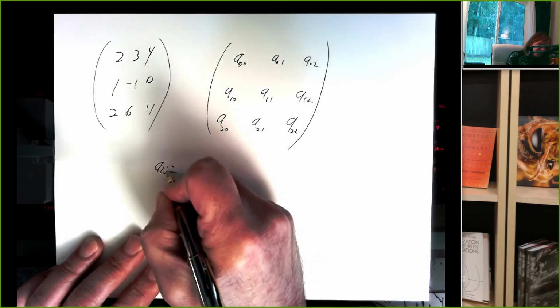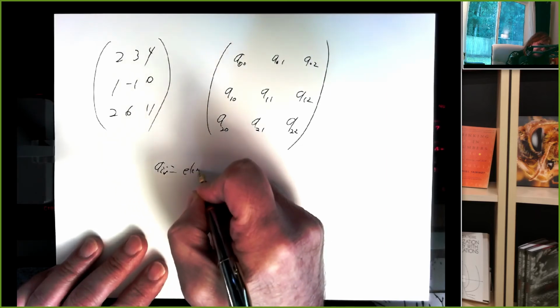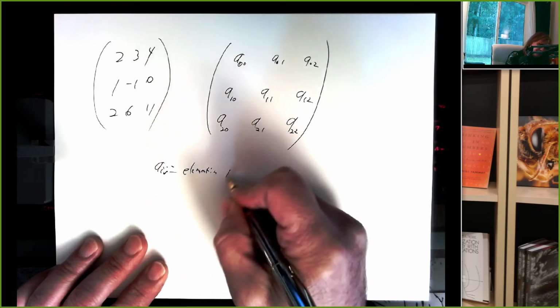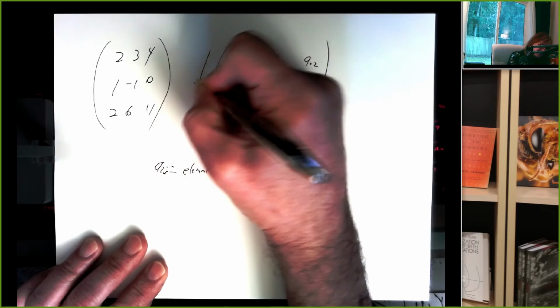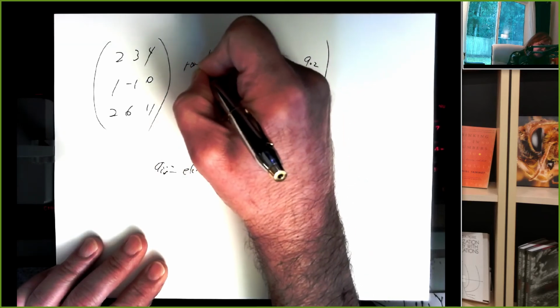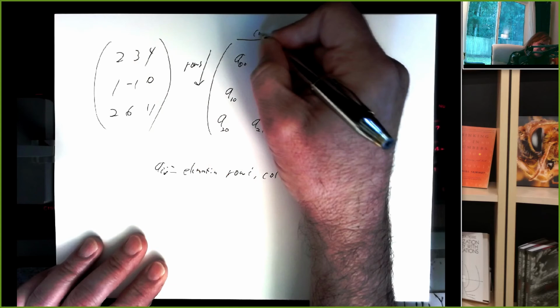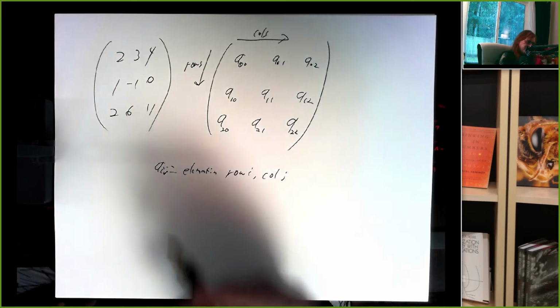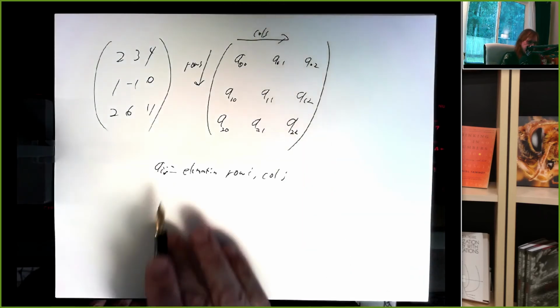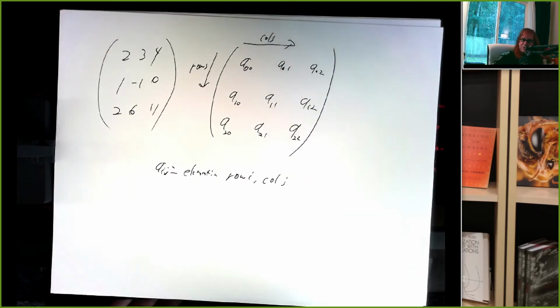So Aij is the element in row i, column j. So rows go down like this and columns go across. When we do some graphics in 223, we'll revisit this. But I'm going to standardize: rows are going down, and that's going to be the first subscript, and columns are going to go across. That's going to be the second subscript.